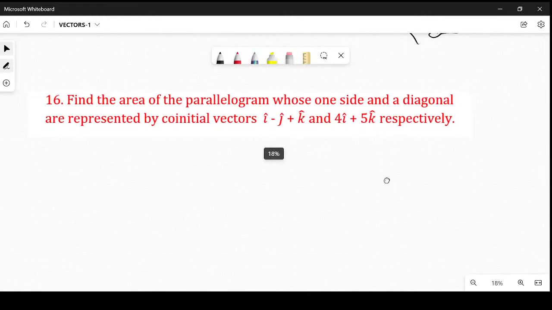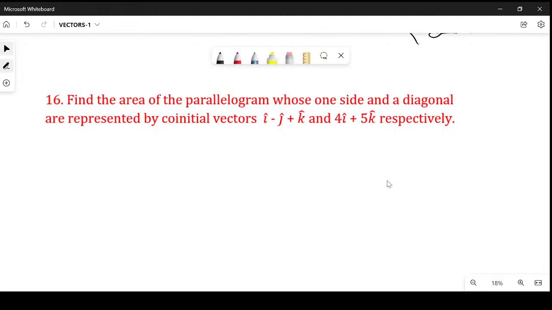So just observe here. Find the area of the parallelogram whose one side and a diagonal are represented by co-initial vectors i cap minus j cap plus k cap and 4 i cap plus 5 k cap, respectively. They are asking us to find the area of the parallelogram.